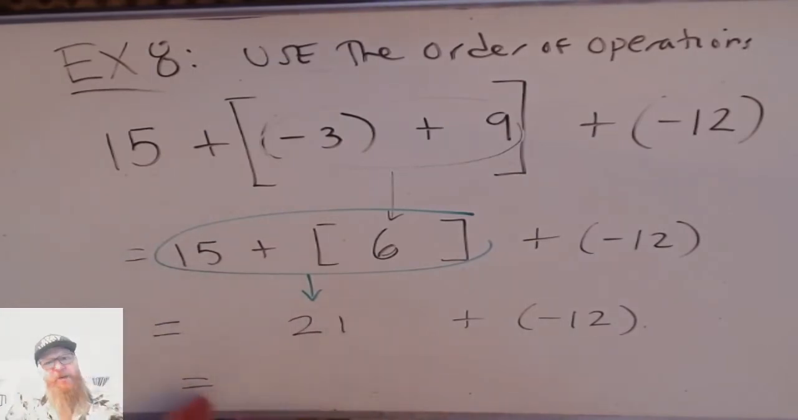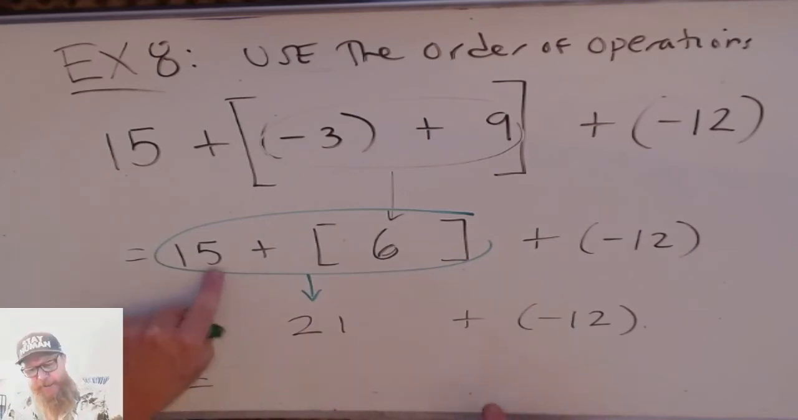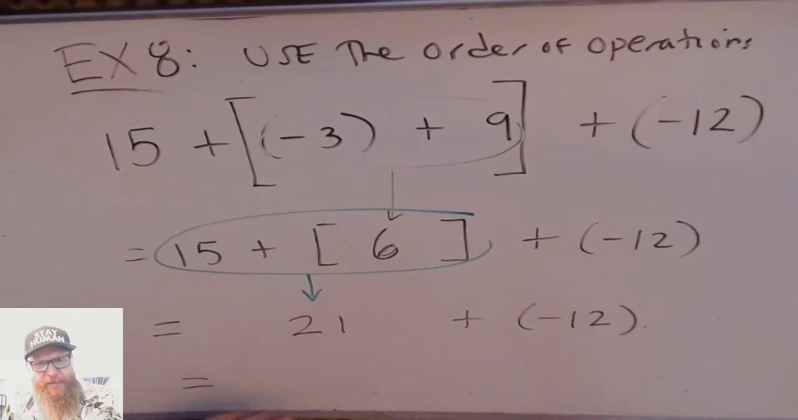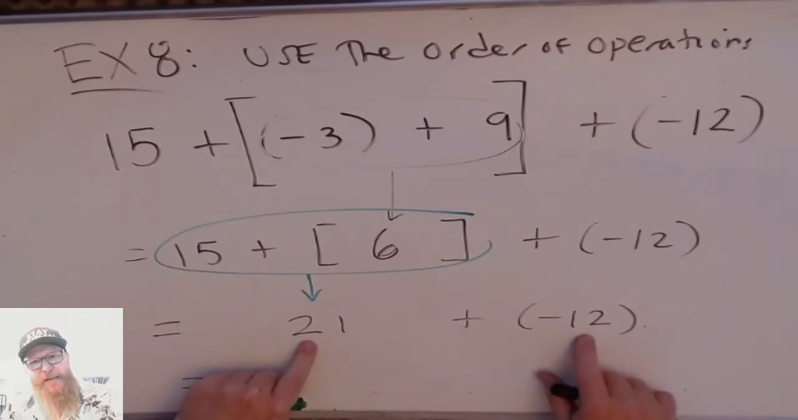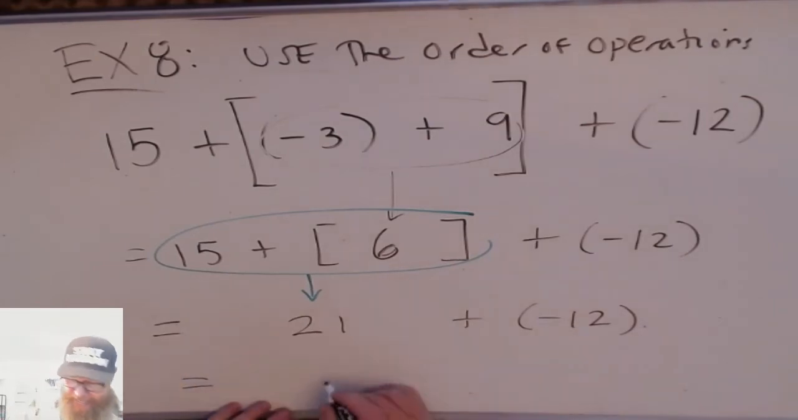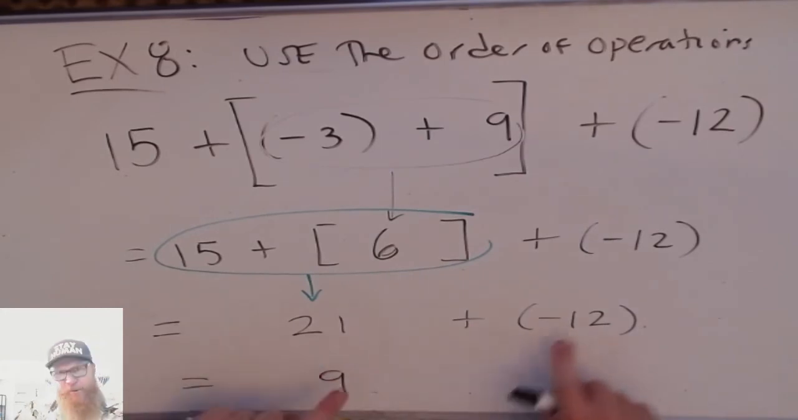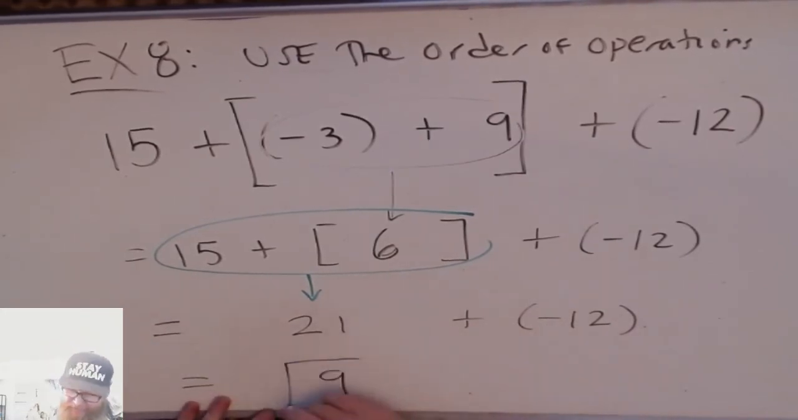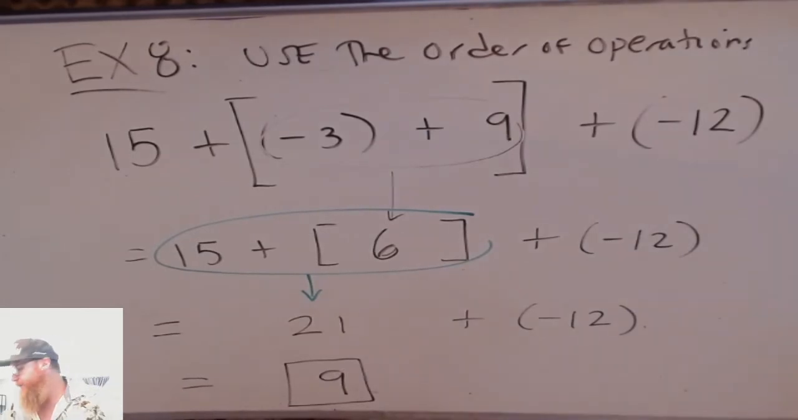Notice how I'm just sort of working down. I'm trying to keep a nice line. Doesn't have to be perfect, but it should be as close as I can get. So 15 plus 6 is 21. The brackets go away. Yeah, you're just adding them. So 21 plus negative 12. Yeah, you're going to subtract them. 21 minus 12 is 9. And then whichever one of these has a larger absolute value, 21 has a larger absolute value. So your answer is positive 9.